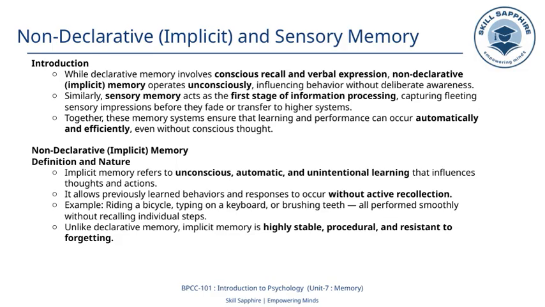Moving on to non-declarative, or implicit memory. This refers to unconscious, automatic, and unintentional learning that influences how we think and act. It allows us to perform learned behaviors and responses without actively recalling each step. For example, riding a bicycle, typing on a keyboard, or brushing our teeth. We do these smoothly without consciously thinking about every movement. Unlike declarative memory, implicit memory tends to be very stable, procedural, and resistant to forgetting. So, in essence, these memory systems work behind the scenes, supporting our everyday functioning in a seamless way.